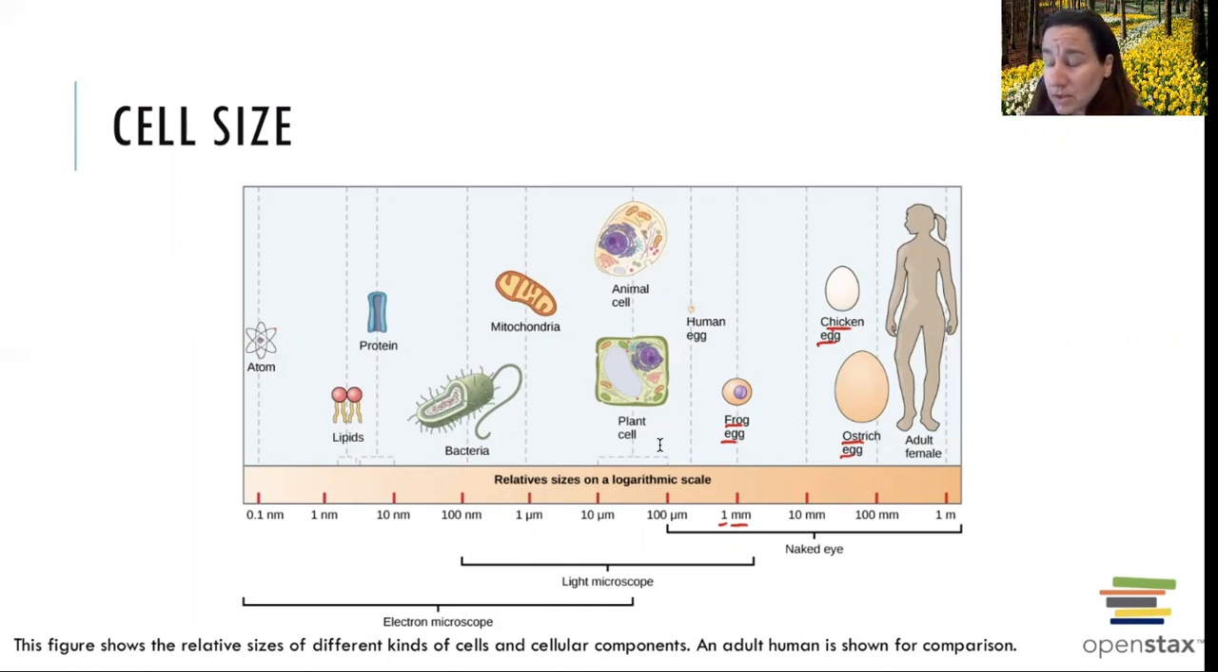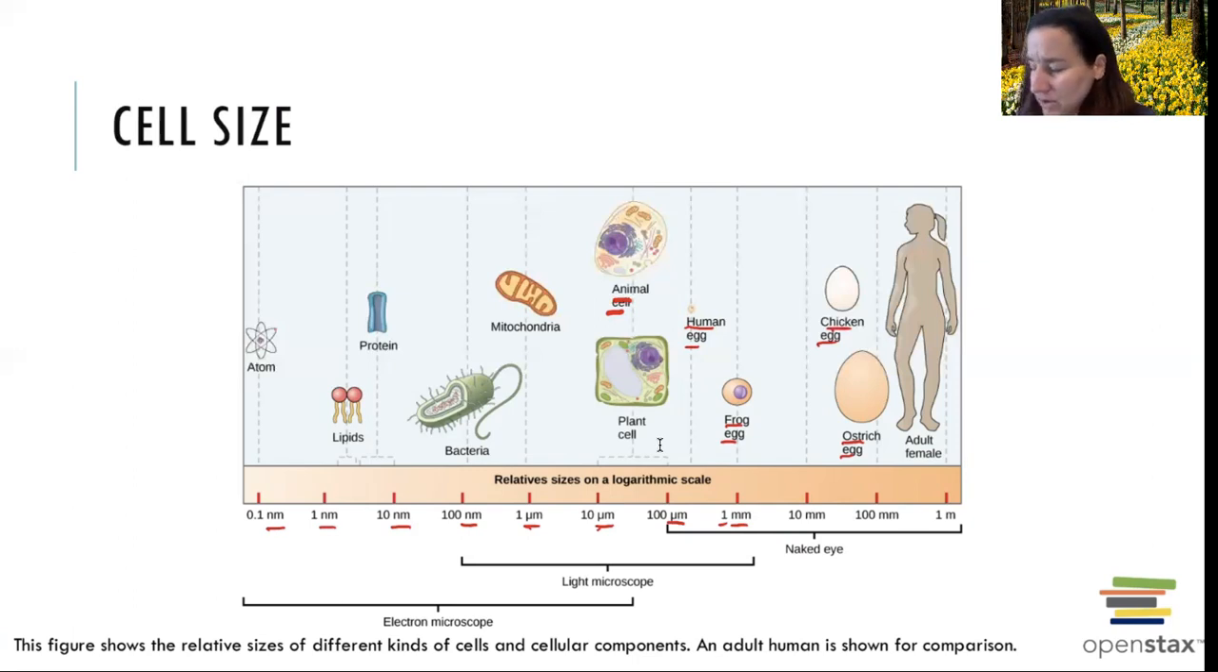Human eggs are smaller. So if somebody is undergoing in vitro fertilization, IVF, if they're undergoing those fertility treatments, that's about the size of a human egg. So now we are down to micrometers. These are micrometers. These are nanometers. So human eggs are small. Animal cells, in general, you're not going to see animal cells with the naked eye. They are, in general, too small to see with the naked eye.